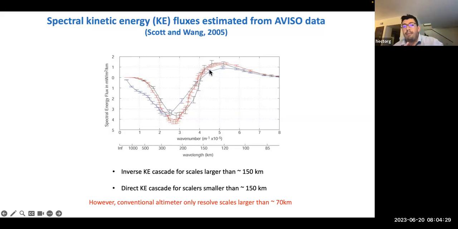Here we have to keep in mind that the effective resolution of conventional altimeters is 70 kilometers. So now we know that the direct cascade that Scott and Wang found was underestimated. But they were able to find the inverse kinetic energy cascade, and after that there was an explosion of numerical simulations that allowed us to either confirm or infirm this dual kinetic energy cascade.